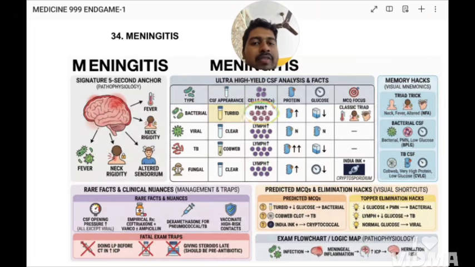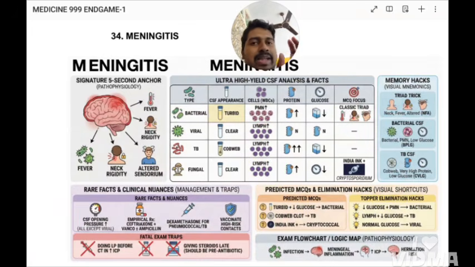Second, if polymorphonuclear cells, that is neutrophils, are increased, directly mark bacterial. There is no other situation where neutrophils will increase. Neutrophils are very high, mark as bacterial. Even one neutrophil is considered significant in meningitis. In all the rest of the cases, lymphocytes only will increase.